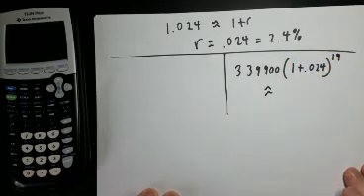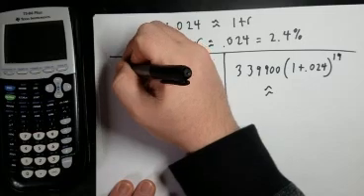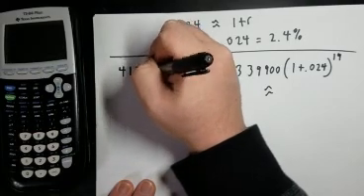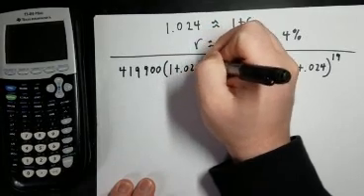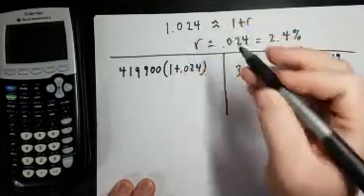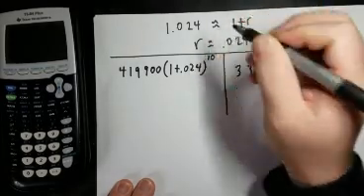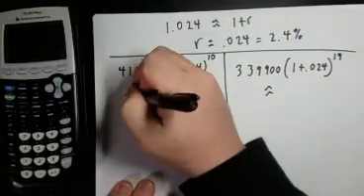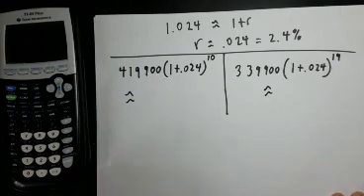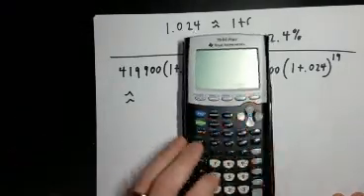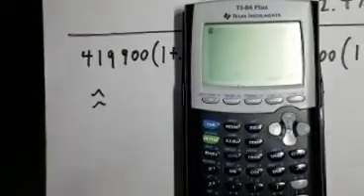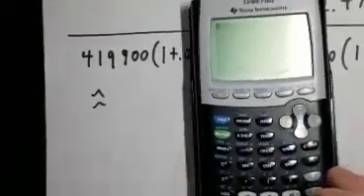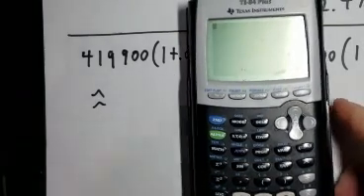If we were going to do it from today's price, that is $419,900. If we were going to do 10 years from today, that would just simply be a 10. Now again, these two calculations are going to get slightly different answers, but the difference should be, well, small, to say the least. Let's try it with the 419,900.